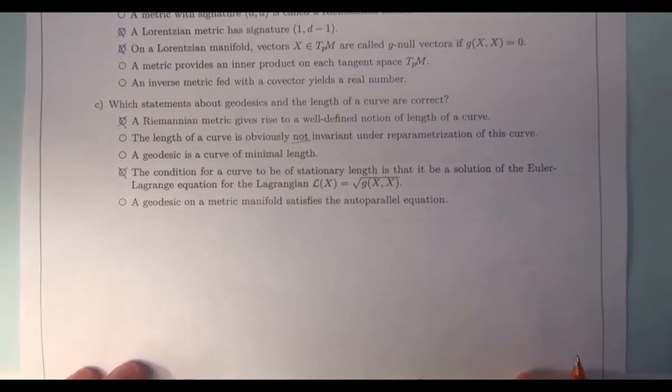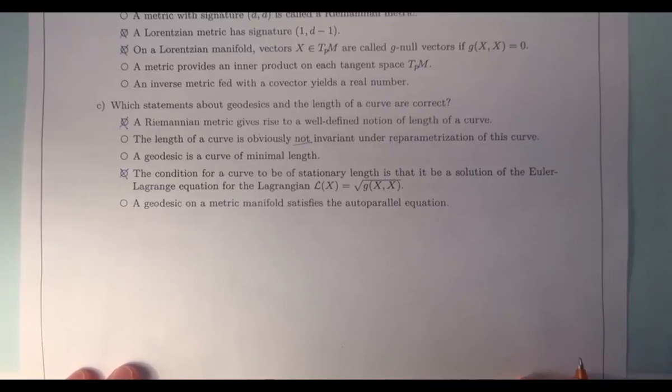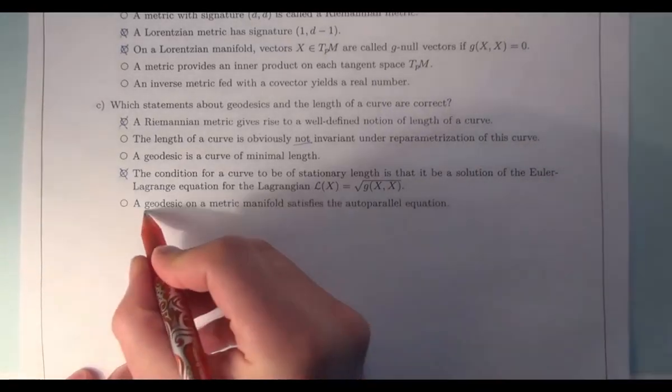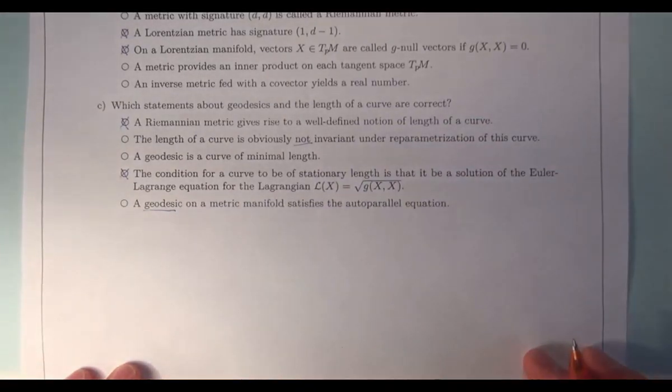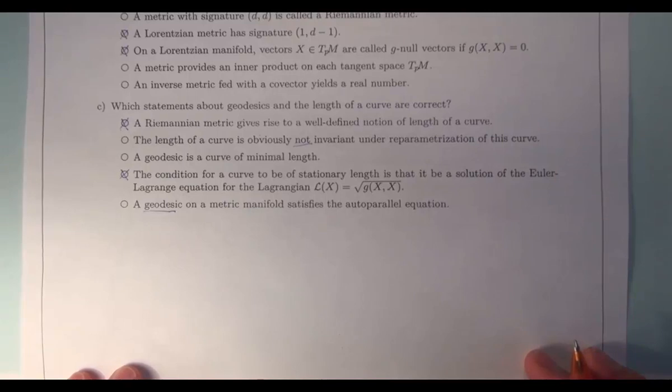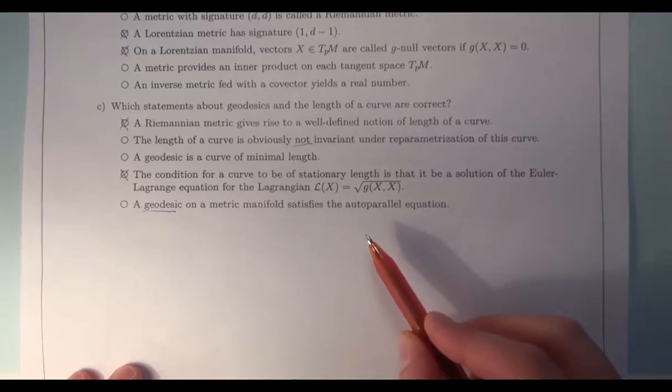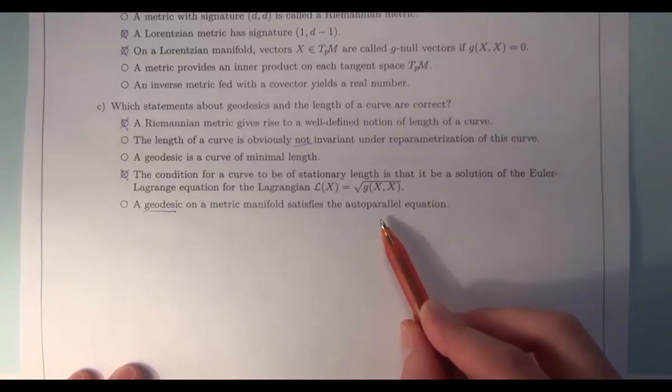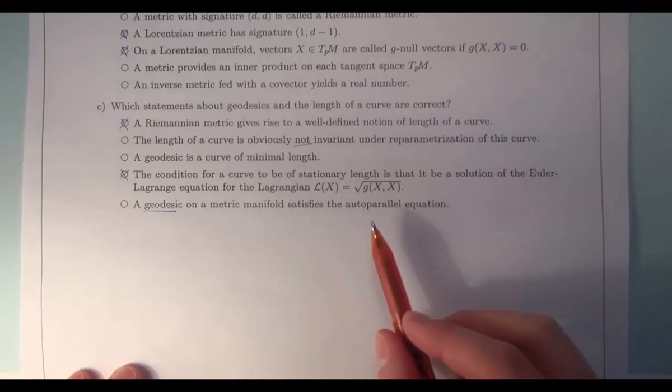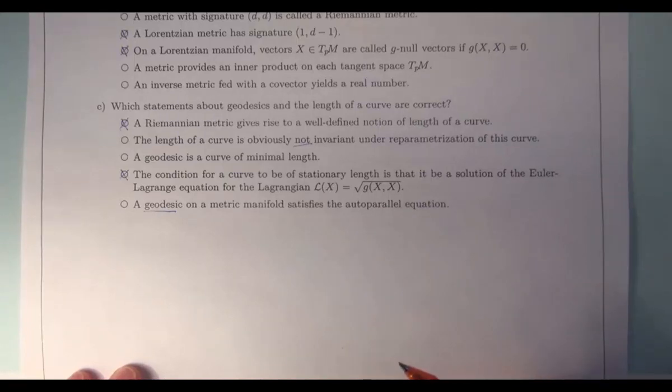A geodesic on a metric manifold satisfies the autoparallel equation. Therefore, some words have to be said. Geodesics describe the shortest curves between two points, and the autoparallels describe the straightest curves between two points. So these two notions are in general disjoint. But if we choose the Levi-Civita connection, these two notions are the same.